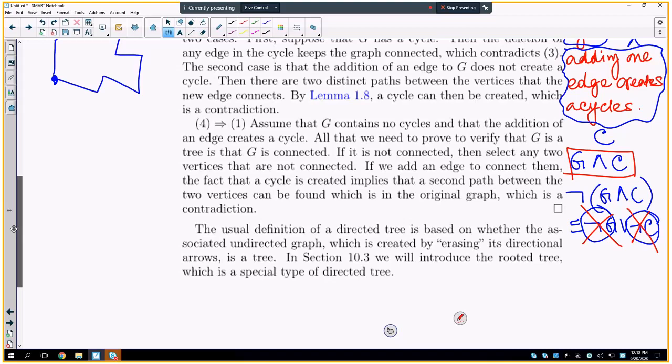So if it is not connected, then select any two vertices that are not connected. If we add an edge to connect these two vertices that were not originally connected, then the fact that a cycle is going to be created implies that a second path between the two vertices can be found in the original graph, which is a contradiction. So again, think about this situation one more time. Property 4 has assured us that there is no cycle.